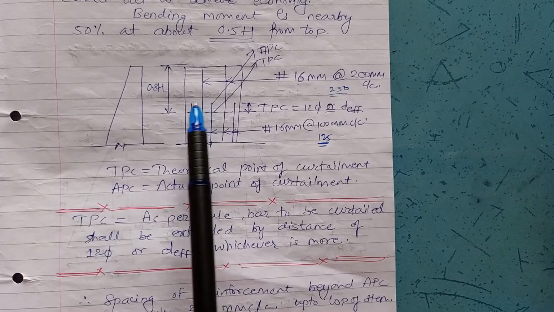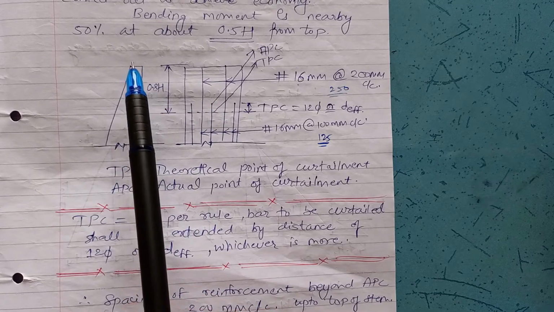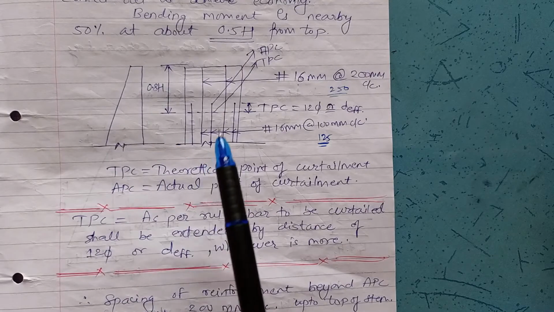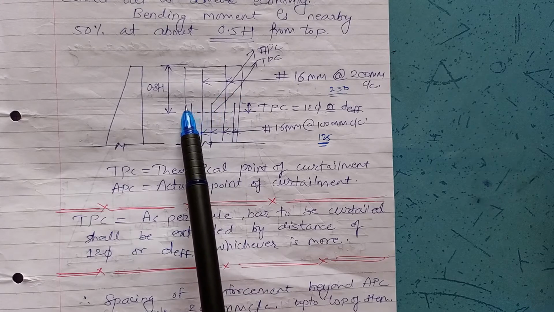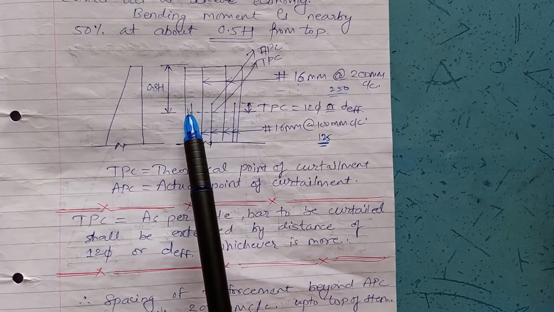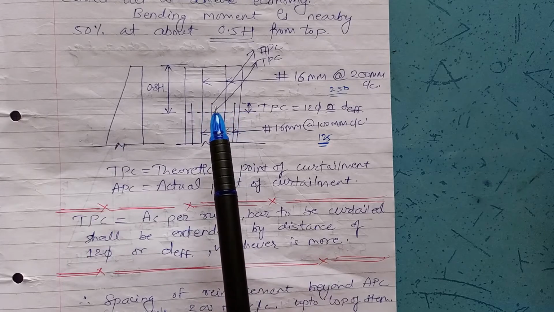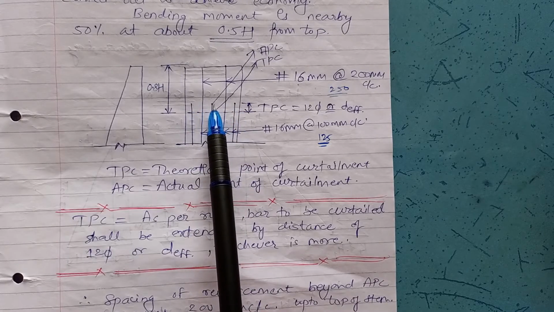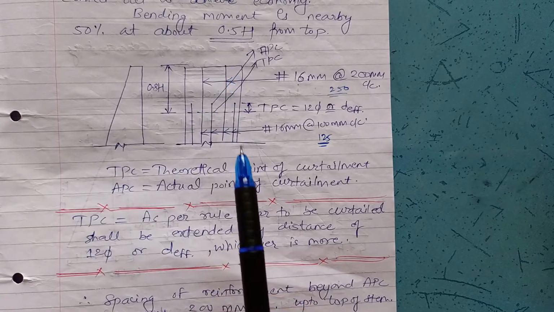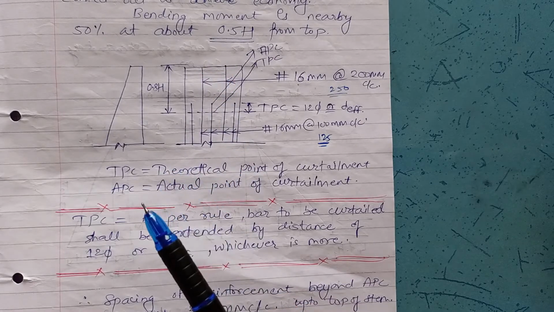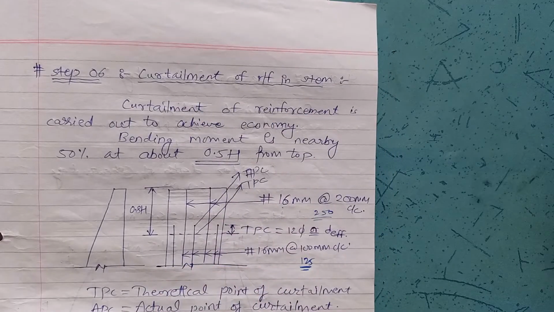This curtailment is provided because as you move far from this fixed end, the moment goes on increasing, and to achieve economy, only the actual required steel should be provided. Hence we are curtailing this steel by 50%. Alternate bars are cut down at this point, and the remaining alternate bars are taken up to the entire height of the stem. In this way curtailment of the reinforcement in the stem should be done.